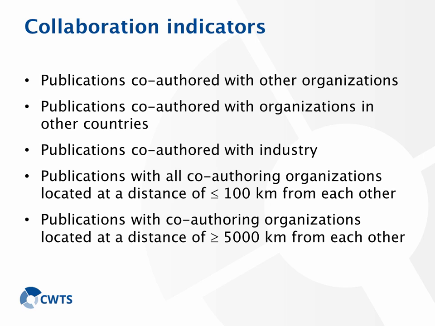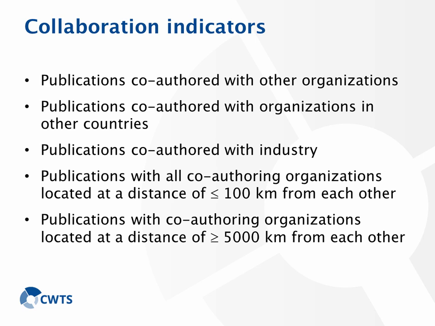The last two indicators are about short and long distance collaboration. The short distance collaboration indicator is based on collaborative publications of a university for which all co-authors are located at a distance of no more than 100 kilometers from each other. This indicator aims to capture the idea of regional collaboration. The long-distance collaboration indicator is based on collaborative publications of a university with co-authors located at a distance of more than 5,000 kilometers from each other. This indicator focuses on collaboration at a global scale.